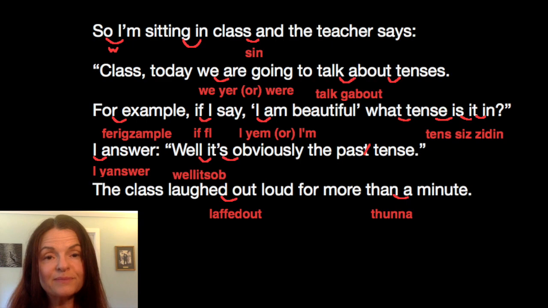I answer. Link those words together with a Y. I answer. Well, it's obviously. Well and it link together, consonant to vowel. So you'll end up saying lits, wellits. And S links to obviously, sobviously. Well, it's obviously the past tense.